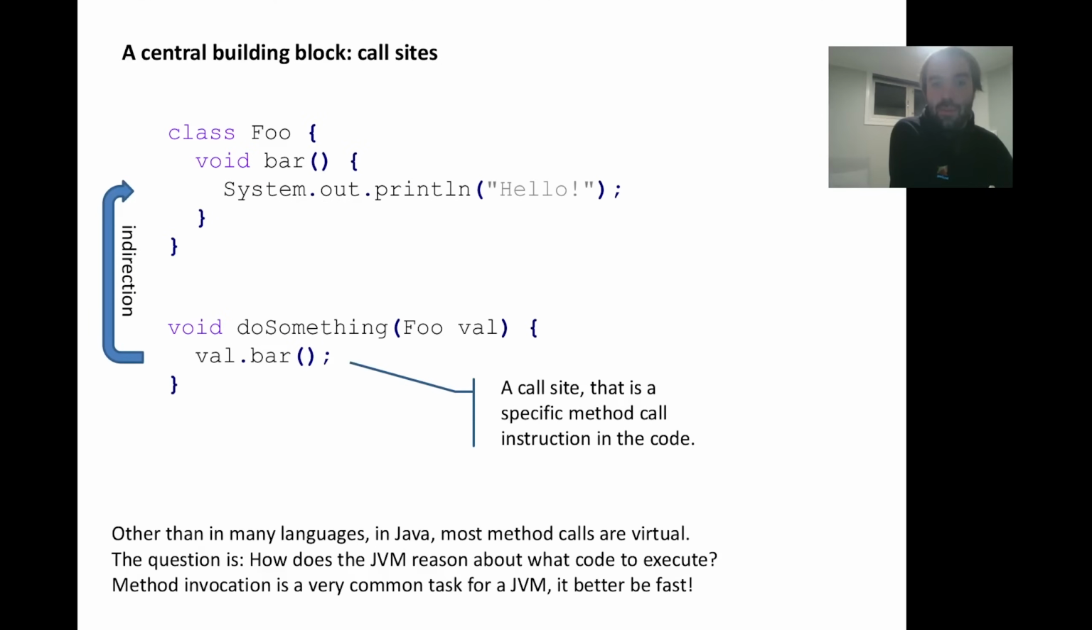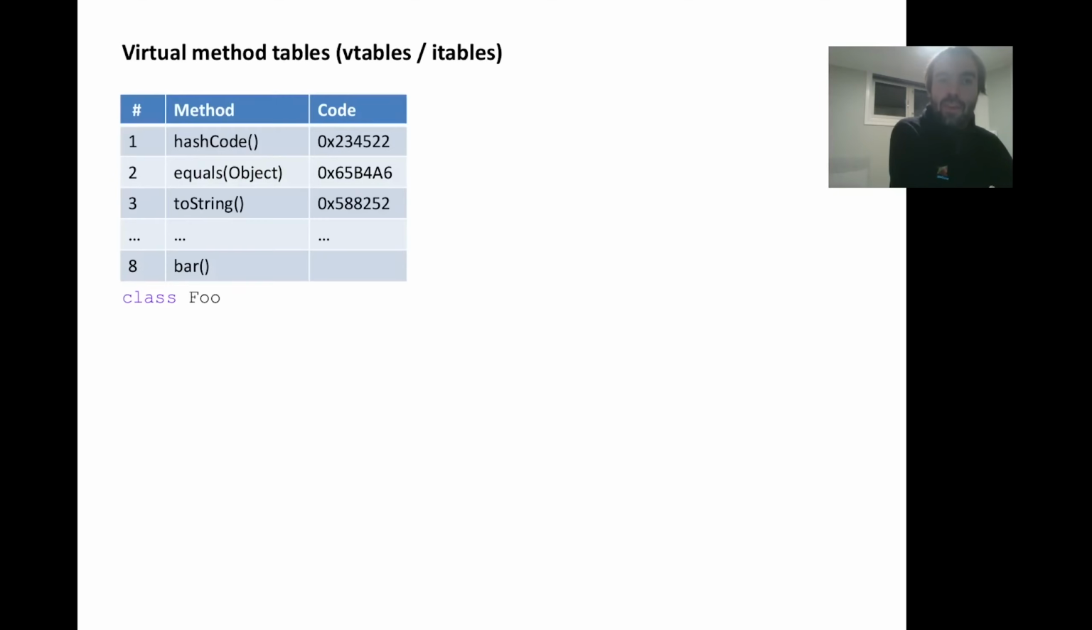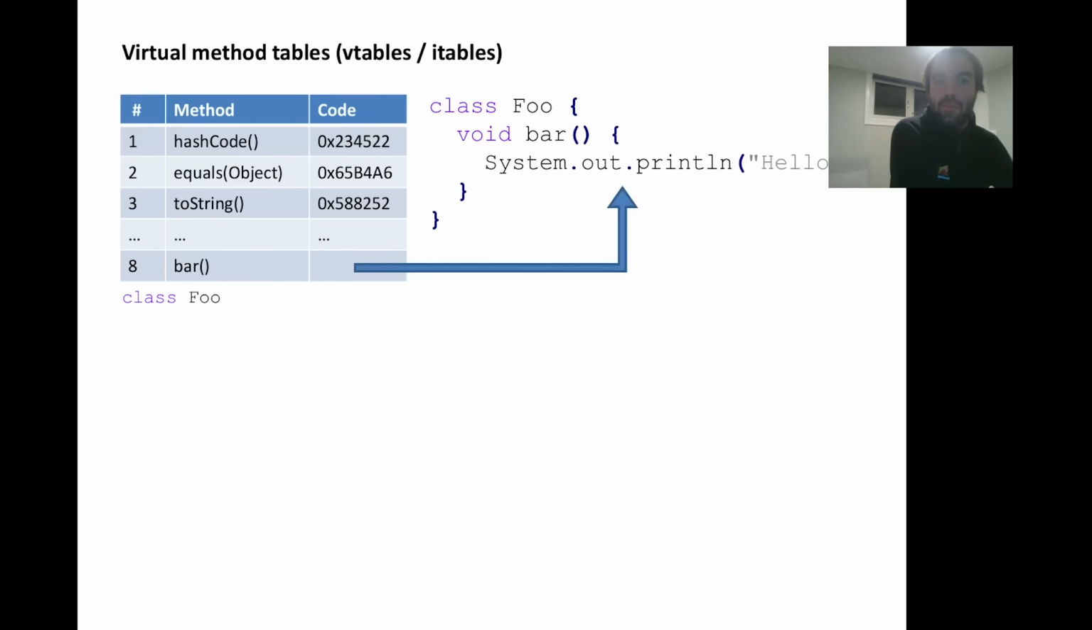If you arrive at this val.bar call site, what you would have to do is look up where the implementation of bar is located. For this purpose, the JVM maintains a so-called V-table, virtual method table, for every single class that exists. So for class foo, there will be a V-table where all methods from all subclasses are positioned, and it will basically have the signature of the method and a location of the code to this method in order to execute it. So for foo, you have this method table, and the 8th entry for the bar method will point to some location where the System.out.println hello world is located.